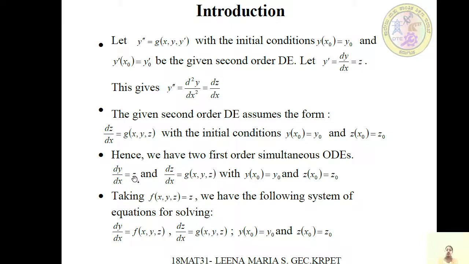dy by dx is equal to z and dz by dx is equal to g of x comma y comma z, with the initial conditions y of x naught is equal to y naught and z of x naught is equal to z naught. Taking f of x comma y comma z is equal to z, we have the following system of equations for solving: dy by dx is equal to f of x comma y comma z, dz by dx is equal to g of x comma y comma z, with the conditions y of x naught is equal to y naught and z of x naught is equal to z naught.